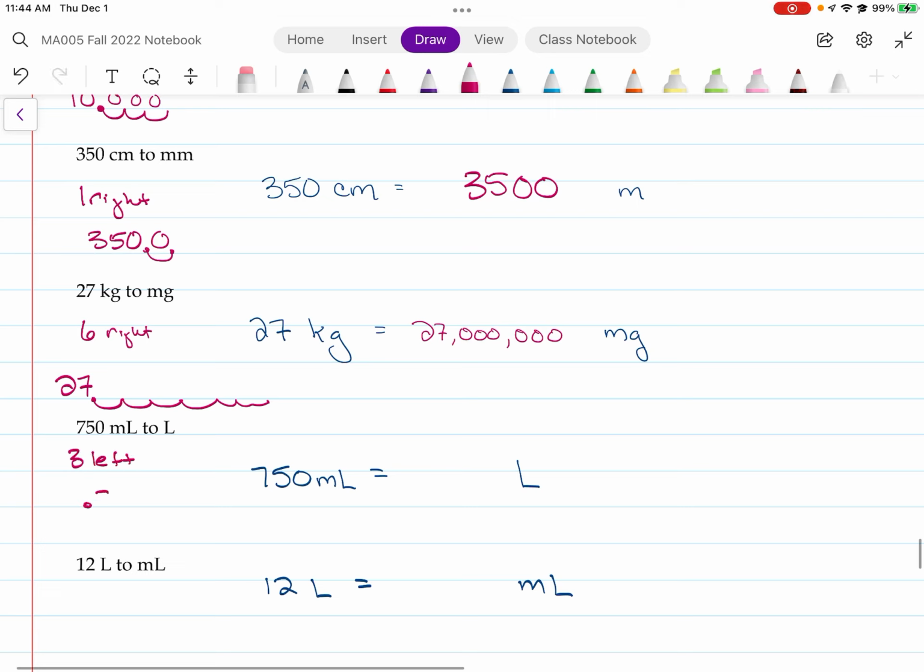All right, so I've got 750, and my decimal is here, and I'm going to go 1, 2, 3 to the left. So it ends up to the left of the 7, 0.75 liters.